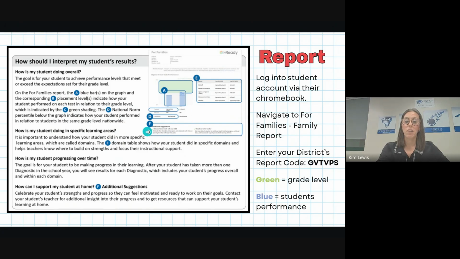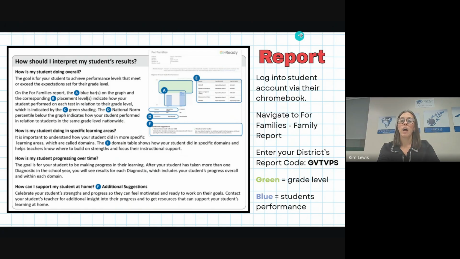And then at the bottom here, it says F on the picture. That does tell you some additional strategies that you can use at home to help your child based on where they're falling on the diagnostic assessment.